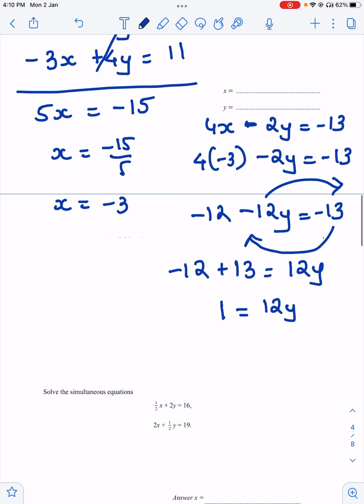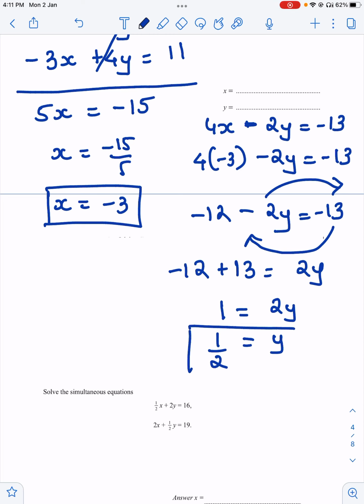Oh, sorry. So here it was 2y. So this is 2y, this is 2y. That's why I was wondering why this was wrong. So minus 2y. Here I wrote 12y. I multiplied this by this and even I did this. So y is equal to 1 upon 2. So I get x as minus 3 and y as half. So you have to avoid these kinds of mistakes.